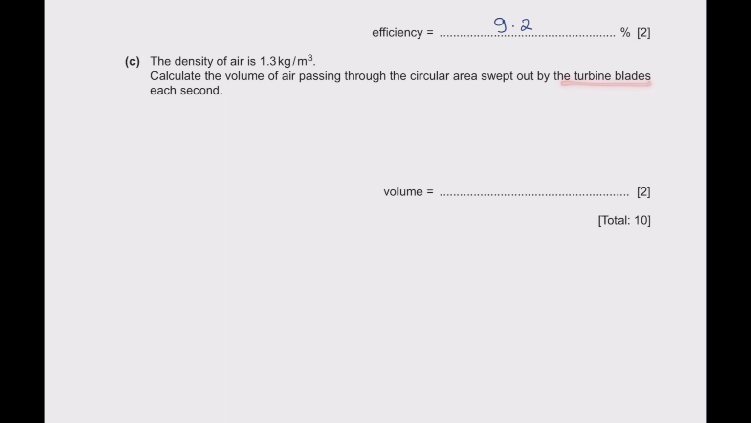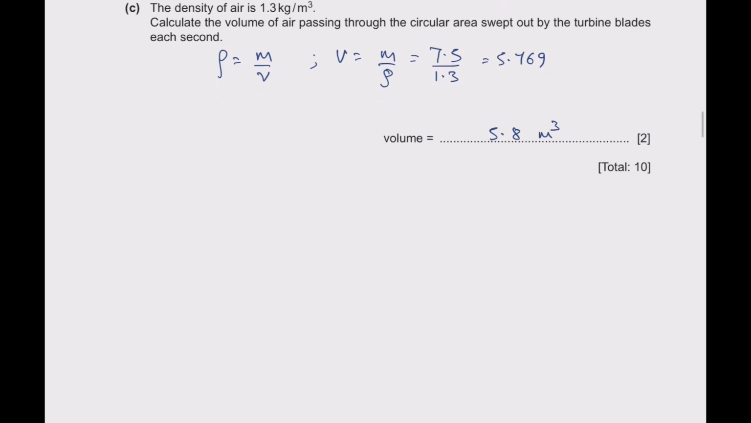Now the C part: calculate the volume of air passing through the circular area swept out by the turbine blade each second. Volume we have to calculate, density is given to us. So density is equal to mass upon volume, so I can say volume is equal to mass upon density. The mass each second is 7.5 kg and the density is 1.3. If I calculate, it will be 5.769. Rounding off to two significant figures, I can write 5.8 meter cube as the volume. So here we have solved question number 3.